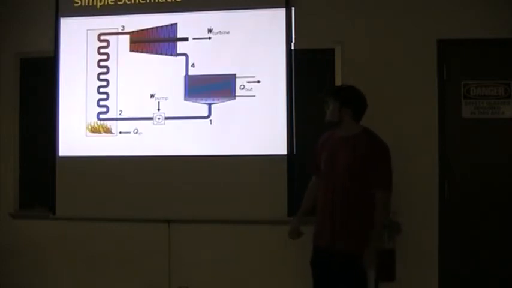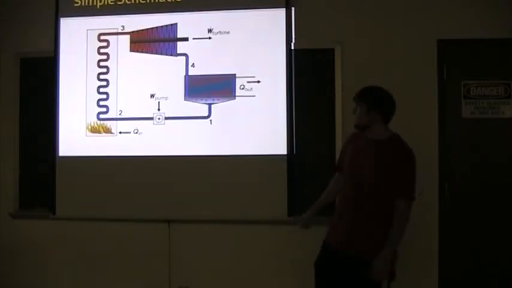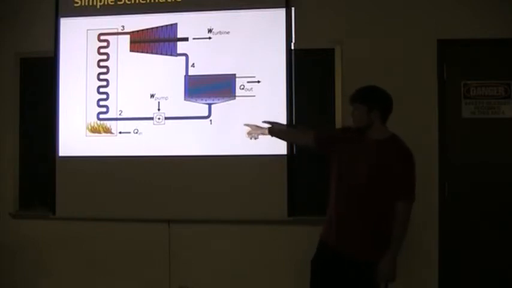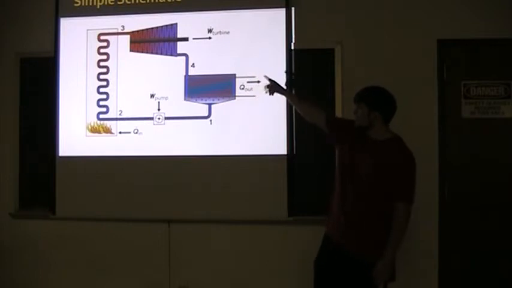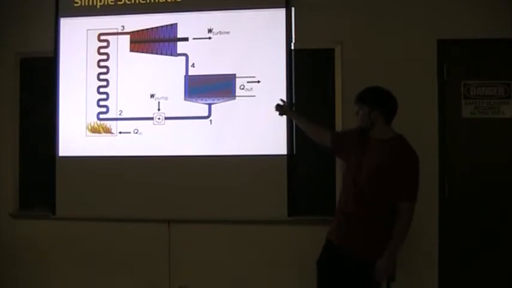Okay, so this is a simple schematic of that. Right here, the pump, you see there's work in, the water is then heated until it turns to steam, goes through the turbine, that creates the work out of the turbine, and then exhausted into the condenser, heat is kicked out, and then back to the pump.